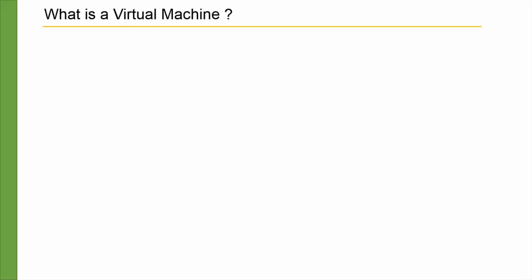So let's talk about virtual machines. And one thing that you are going to want to know is how a virtual machine works and what a virtual machine is. A virtual machine is a software application that simulates a computer but hides the underlying operating system and hardware from the programs that interact with it.